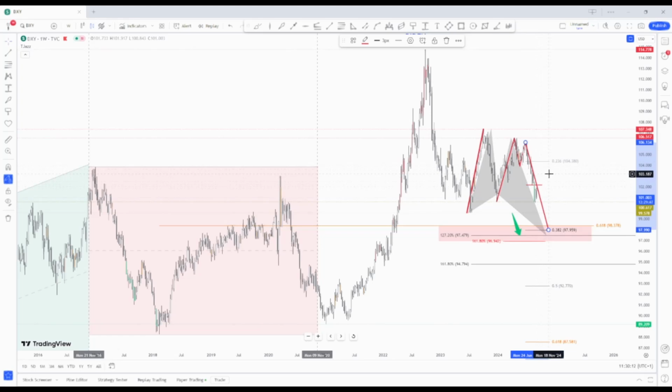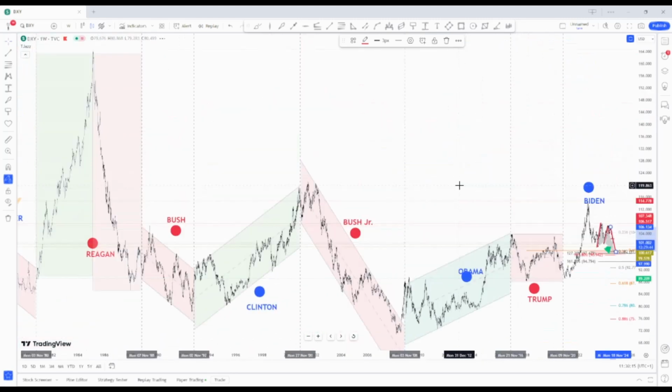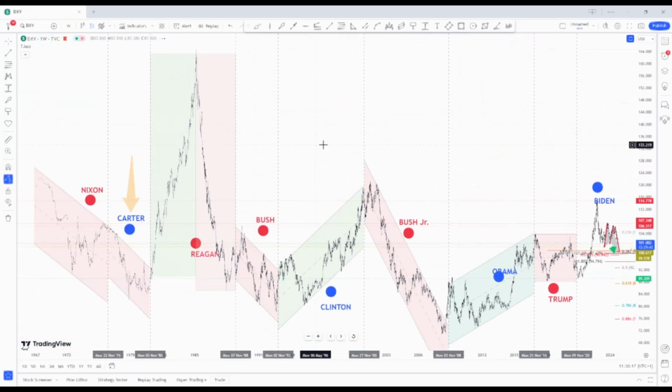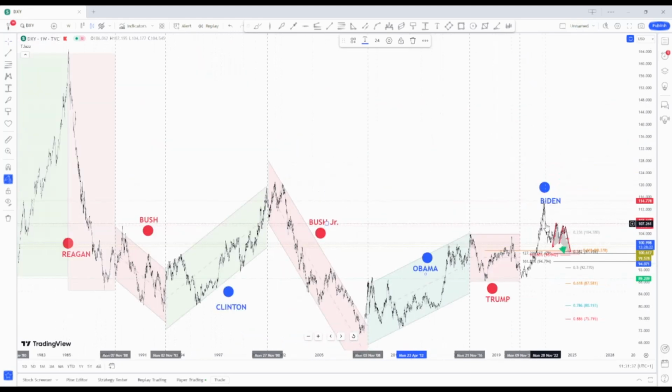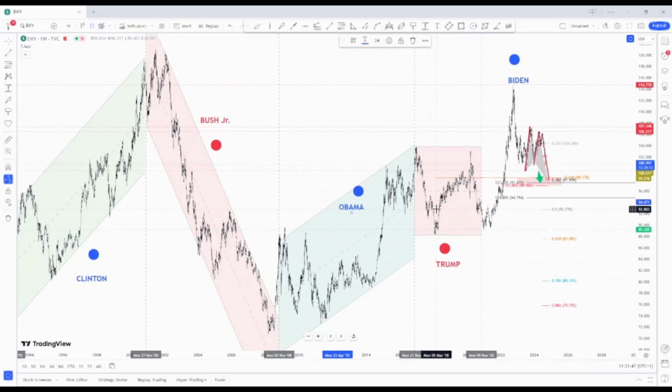But in the mid-long-term projections, I want to share with you what has been the performance of the dollar index during the previous governments in the United States. So this is Obama government, preceded by George Bush, Clinton, the father Bush, the Reagan, Carter and Nixon. As you can see, we have a pattern here. So we have Democrats tend to bring the dollar up, the Republicans tend to bring the dollar down.